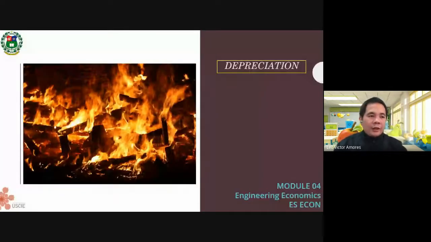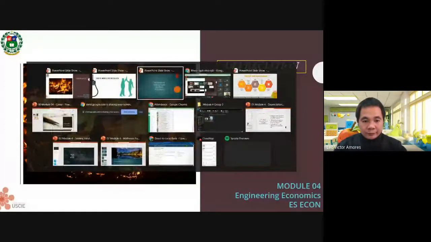Any clarification from the group? Open for discussion. Sir, if there is no salvage value, is the solution just initial cost over useful life? If there is no provided salvage value, right?